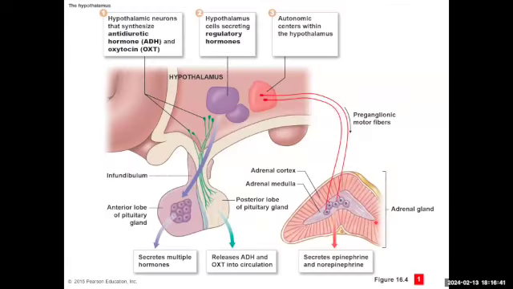Like I mentioned earlier, the pituitary gland is divided into an anterior and a posterior. The anterior is sometimes referred to as the adenohypophysis, and the posterior is sometimes referred to as the neurohypophysis. The reason they're named as such is that if we were to histologically take a slice of the tissue, we would notice that the anterior pituitary gland is made up mostly of glandular tissue, like a true gland, while the posterior pituitary gland is mostly made up of nervous tissue, modified nervous tissue.